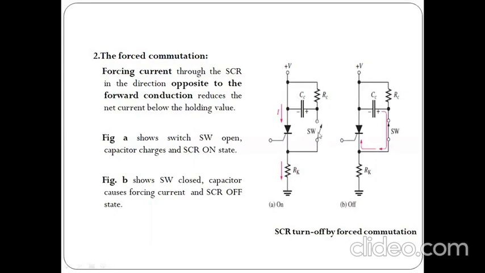When the switch is closed, the current flowing through the device will take a path just opposite to the forward conduction, which in turn will reduce the net current below the holding current, which will cause the SCR to go to the off condition.